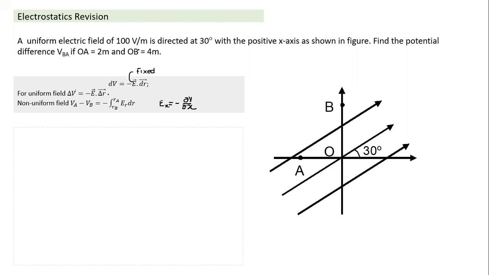So let's see what is given here. A uniform electric field. The moment you see a uniform electric field, I don't have to go for integration. This is adequate. It's directed 30 degrees with the positive x-axis as shown. Find the potential difference VBA. So whenever VBA is mentioned, it is VB minus VA.